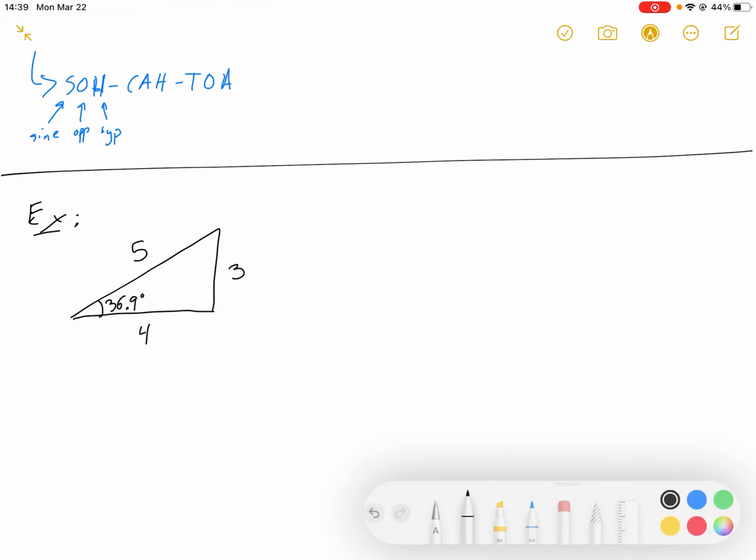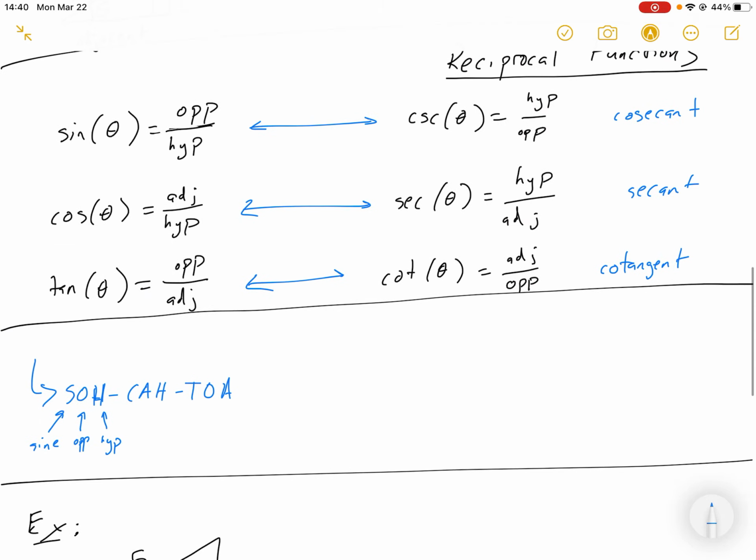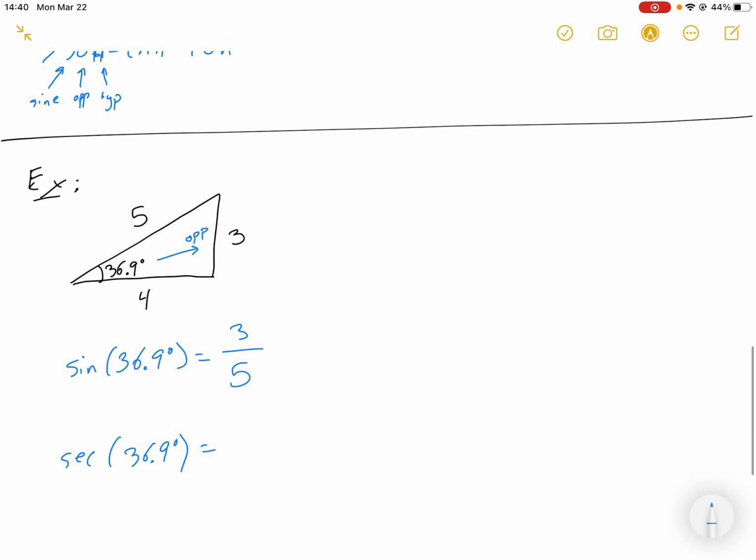And so then if I said, well, what do you think sine of 36.9 would be? You could say, well, it's the opposite side, so over there is the opposite over the hypotenuse, which is 5. Or I might say, what is secant of 36.9 degrees? And you could say, okay, well, secant, come up here and check, goes with cosine. We need the hypotenuse and the adjacent side. So this is going to be 5 over 4.